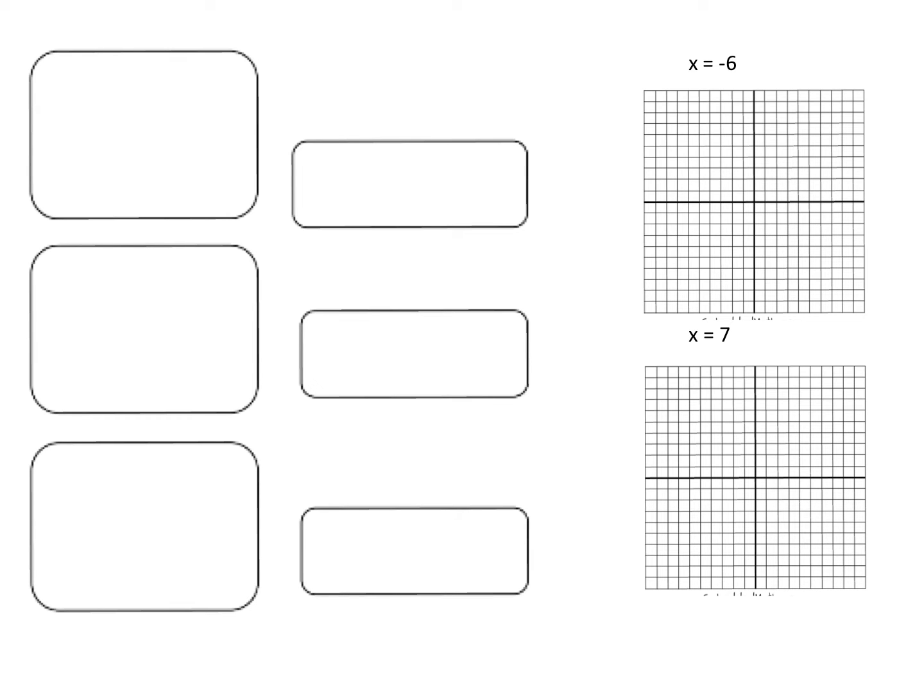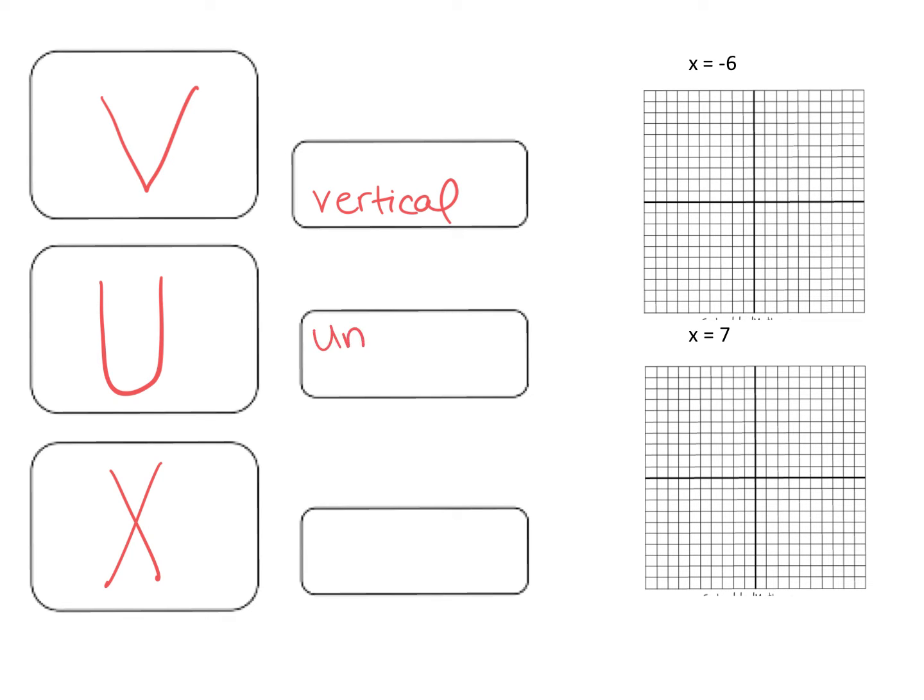Now, for the next one, you'll notice your graphic organizer is written vertically. The acronym I want you to remember is VUX, V-U-X. The V stands for vertical lines, have the form of an undefined slope, and they are always in the form of x equals just one number. There's not two variables in these lines. So let's look at x equals -6.